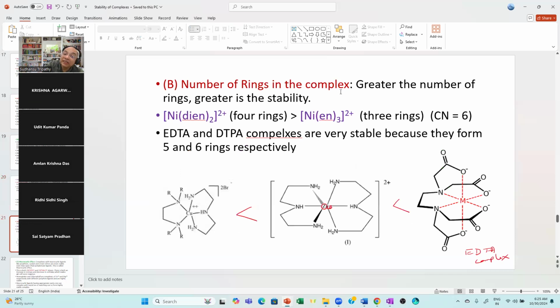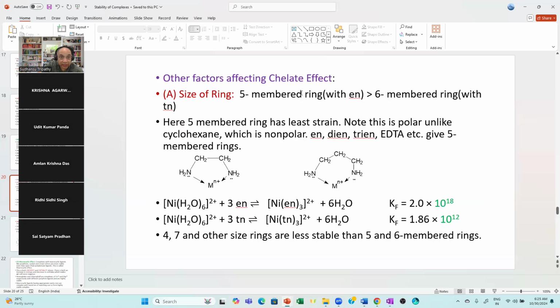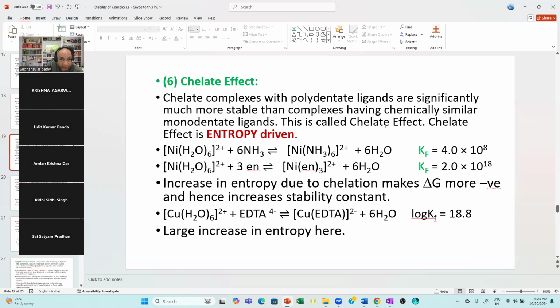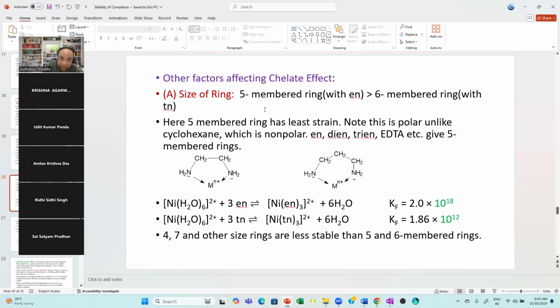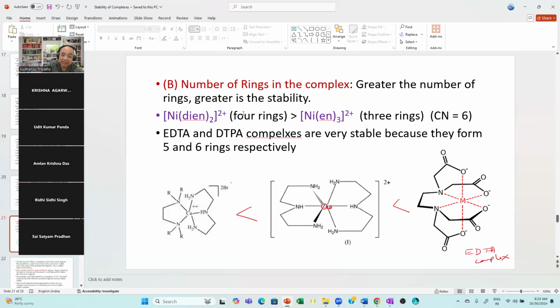Again, the number of rings in the complex. The more the number of rings, even if the coordination number is the same, the more the stability. Now, you know, chelate effect is entropy driven, also dependent on the size of the individual ring, and the number of rings. Now see, this copper is coordinated with, I think it is nickel. I have copy pasted. So this is nickel 2 plus, coordinated with, say, ethylene diamine. Here also it is ethylene diamine.